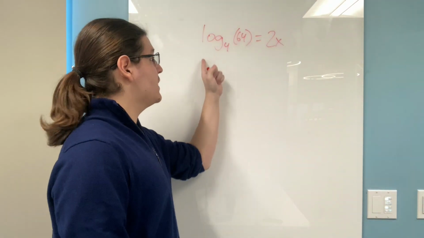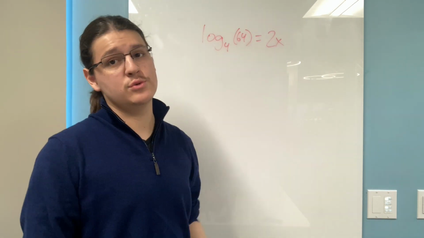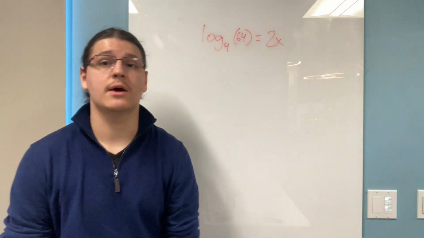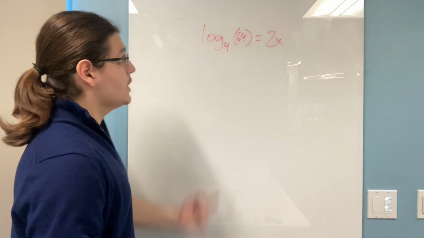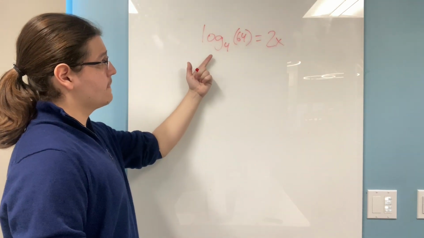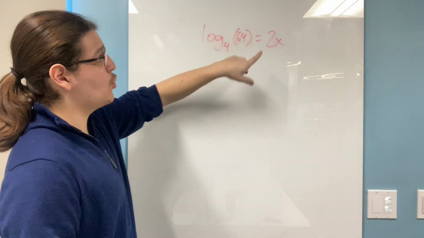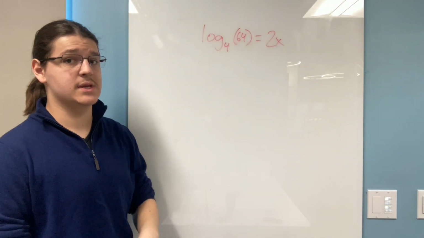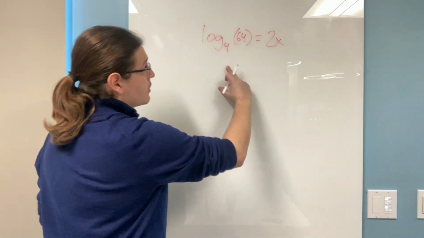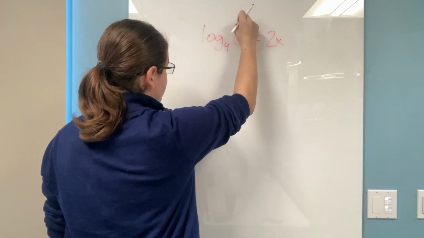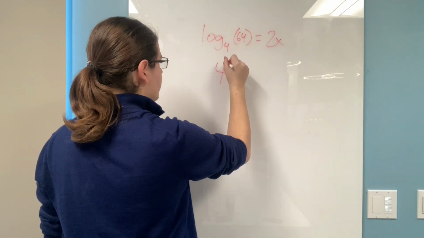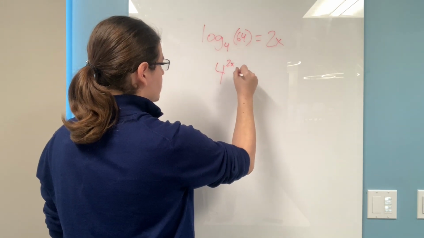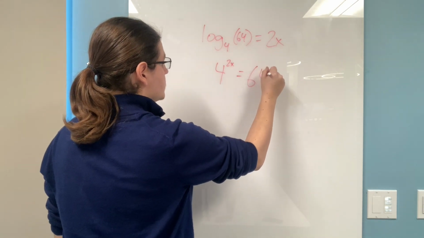Here's another question. Log base 4 of 64 is equal to 2x. Now, last video, we learned what logarithms are and how they're used to rewrite exponential questions. This is the same thing as saying 4 to what power is equal to 64. So let's rewrite this so that way we can keep simplifying. So 4 to this power is equal to 64. 4 to the 2x is equal to 64.